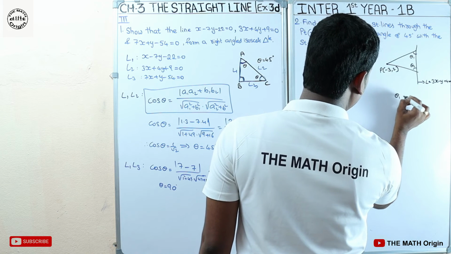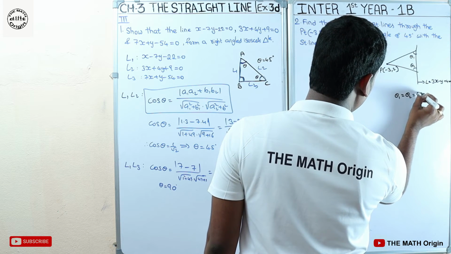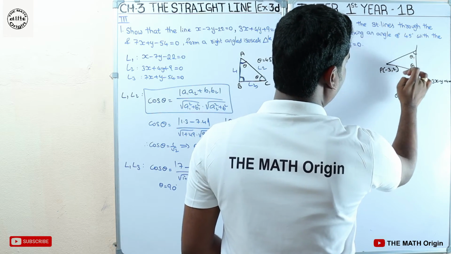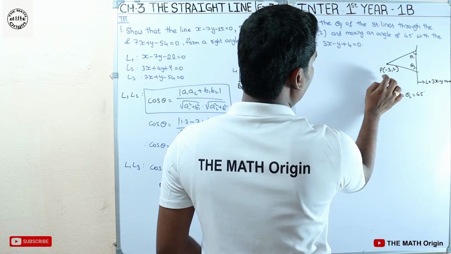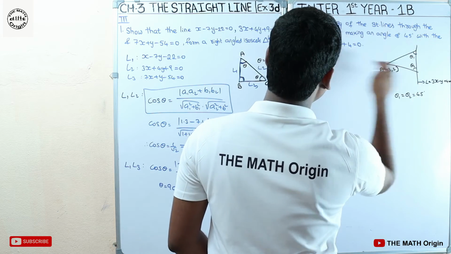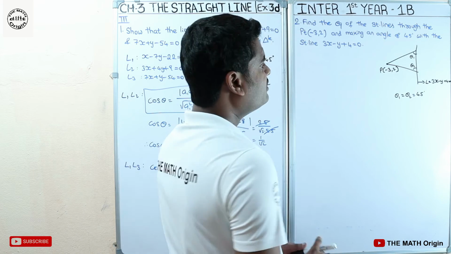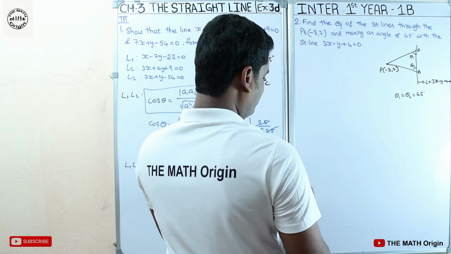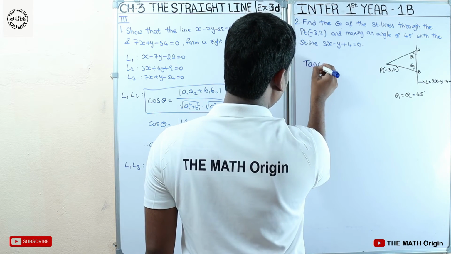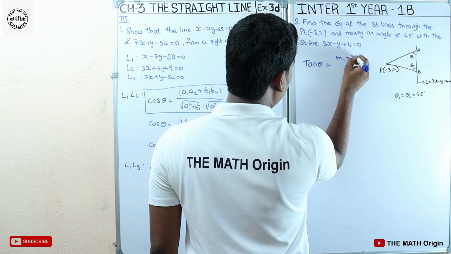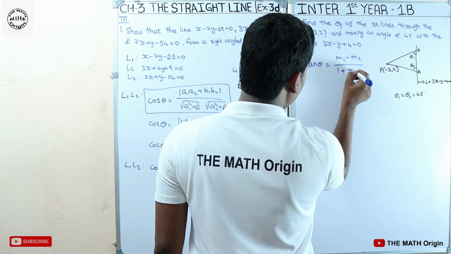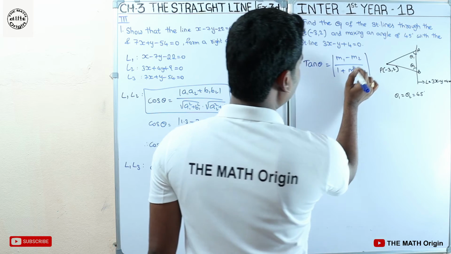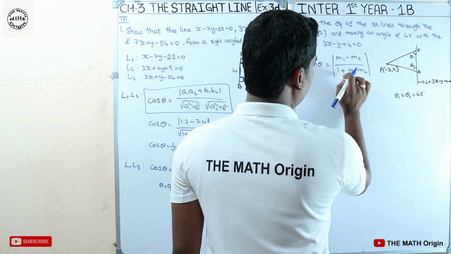So theta 1 equals theta 2 equals 45 degrees according to the question. Okay, find the equation of the straight lines. We need to find the equations of these two straight lines passing through the point, making an angle of 45 degrees with the straight line. Let's say it is A and B. To find the equation, we have tan theta equals modulus of (m1 minus m2) by (1 plus m1 m2).